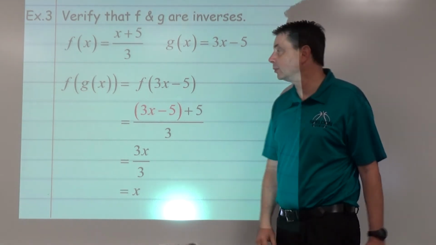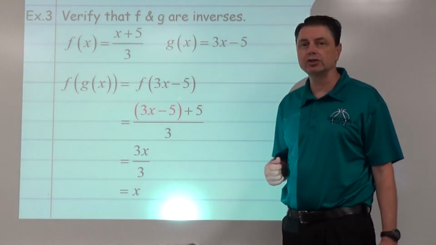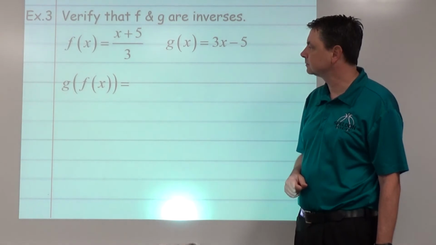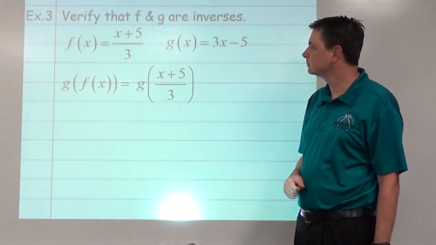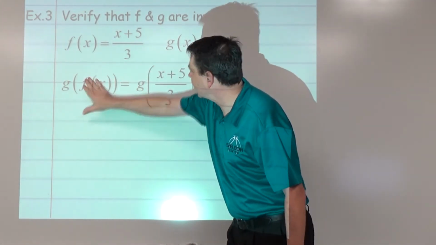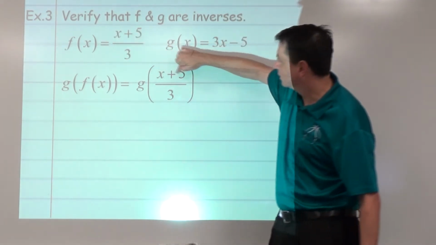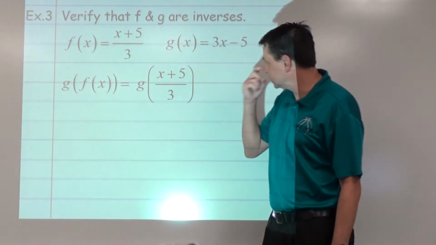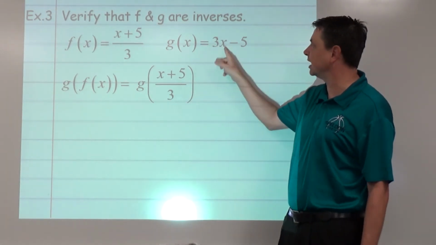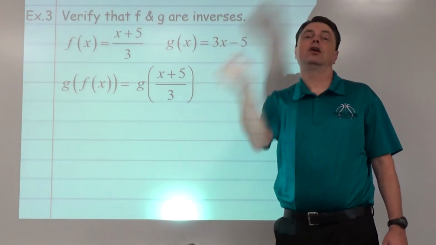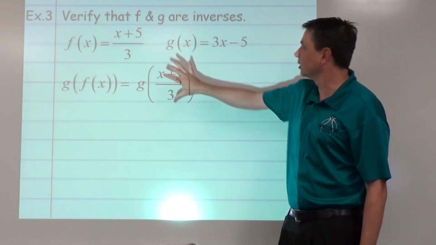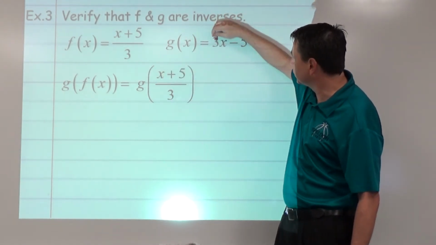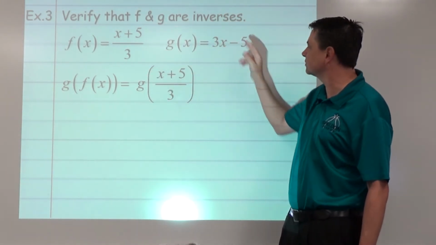Now let's do the other composition. So let's switch it around, g of f of x. So we're going to replace f of x with x plus 5 over 3. We're now going to plug that into g, so it's 3 times, and then whenever we see an x, throw away the x, replace it with this. So 3 times this minus 5.